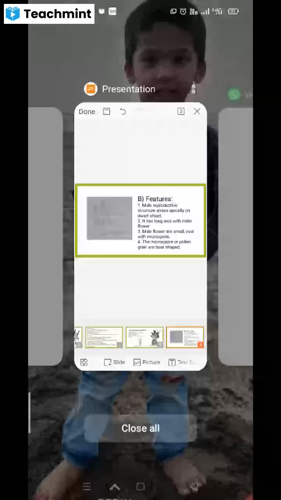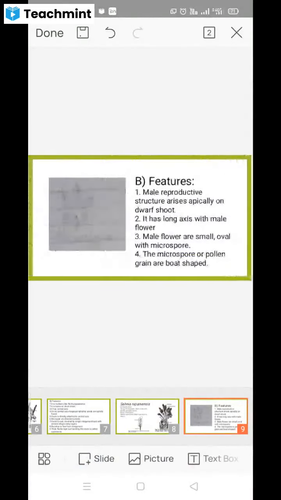So the male flowers are very small, oval, with microspores. These microspores are also called pollen grains. So these pollen grains are boat shaped. These pollen grains show the boat shaped structure. So these are some important characters of the Sahania nipaniensis.